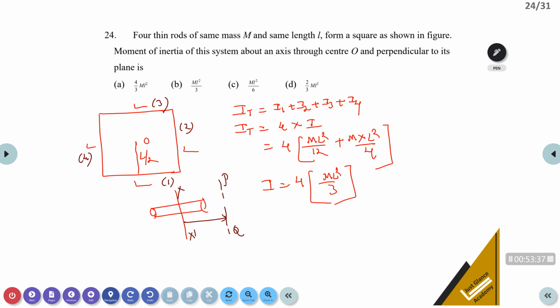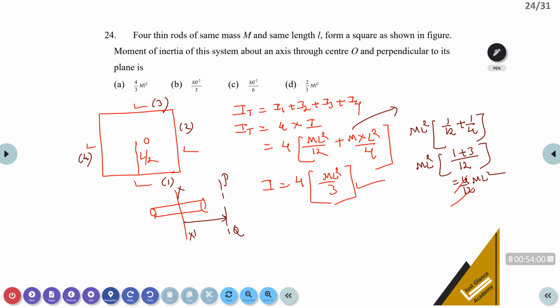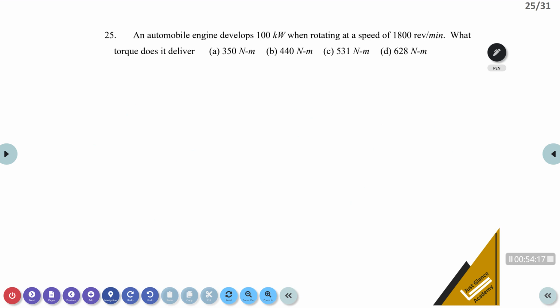If you want, you can calculate this part: mL square into bracket 1 by 12 plus 1 by 4. LCM is 12, it is 1 plus 3 equals 4 by 12 mL square. 4 by 12 is nothing but 1 by 3. That means 4 mL square by 3. I total equals 4 by 3 of mL square. Is there a choice? Yes, that's the choice.